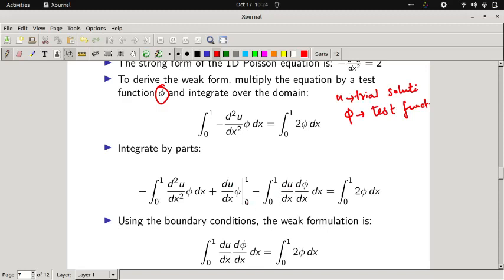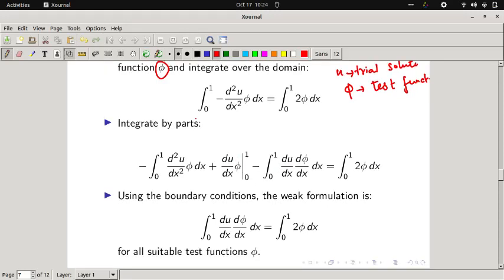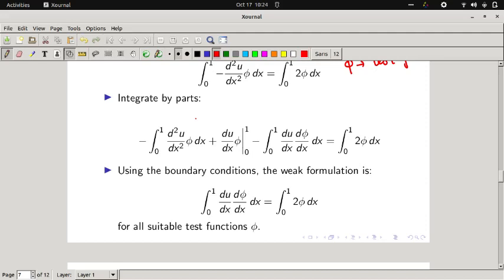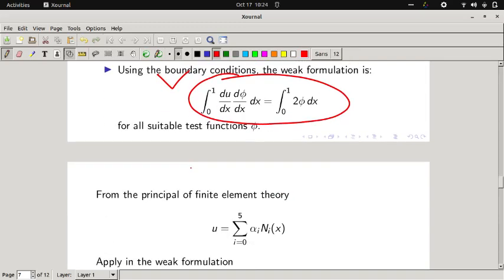We get d²u/dx² times phi, and the sign changes from plus to minus. When we apply the boundary condition, we get the weak form. This is our weak formulation with a suitable test function. I take the boundary values phi of x0 equal to 0 and phi of 1 also 0, chosen in such a way.